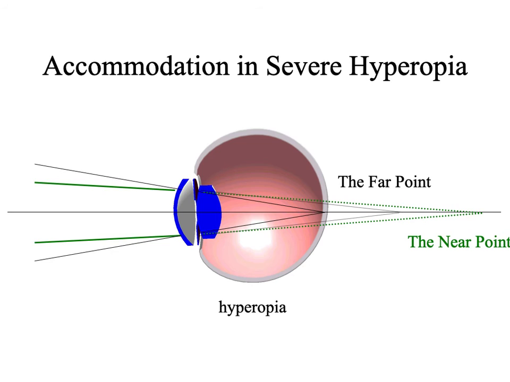In someone with high hyperopia, even maximal accommodation will not overcome the hyperopia, and the near point will be in back of the retina. It won't be as close to the retina as the far point is, but it will be in back, and indeed this patient accommodating will not be able to see anything even at distance clearly.